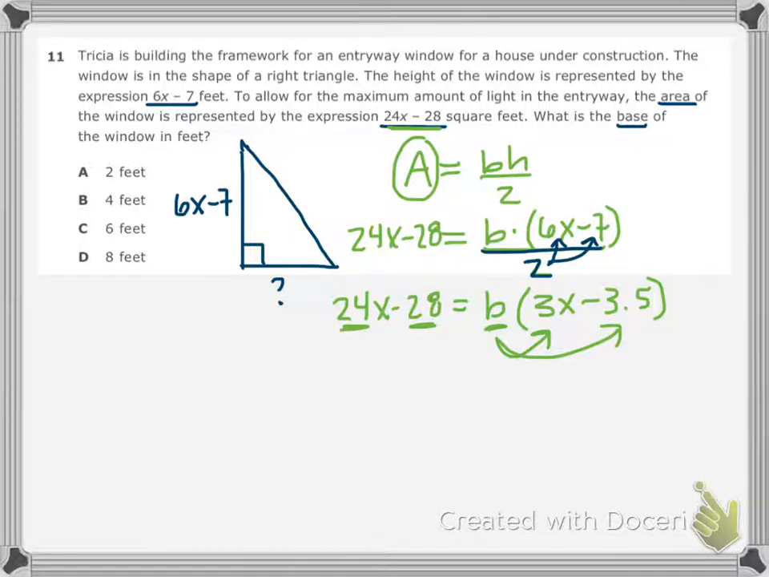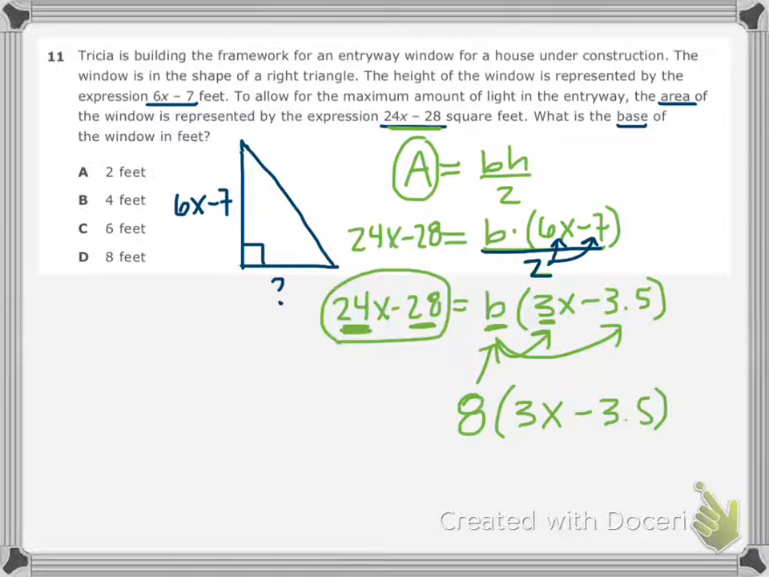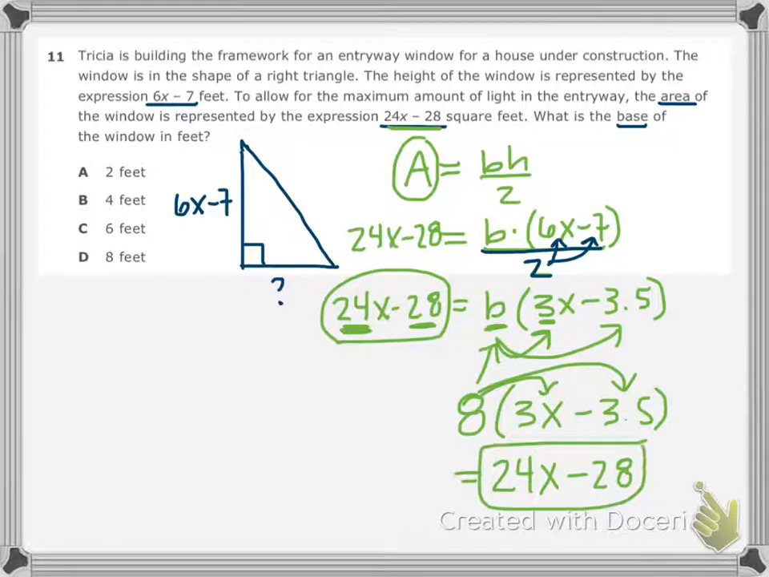So what number times 3 gives me 24? That's 8, right? So what if b was 8? Let's try. 8 times 3x minus 3.5. Let's see if that gives us this 24x minus 28. So 8 times 3x equals 24x, and 8 times negative 3.5 is negative 28. And you can use your calculator. So that works. Now that's not my answer. My answer is this 8, though, because that represents the base.